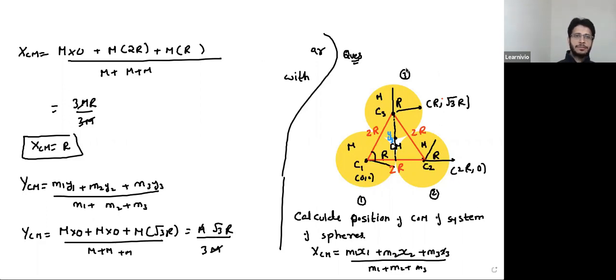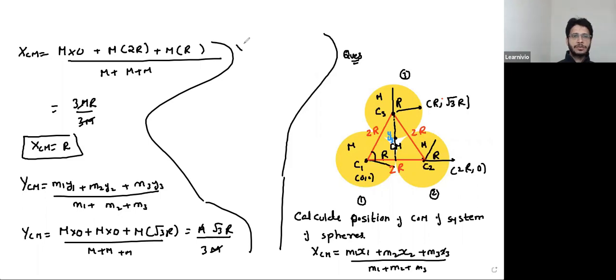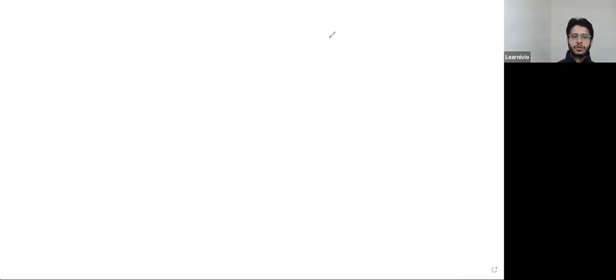M cancels m. And you will get that the y coordinate of center of mass is r over root 3. Okay. So after this, there's one more type of question.